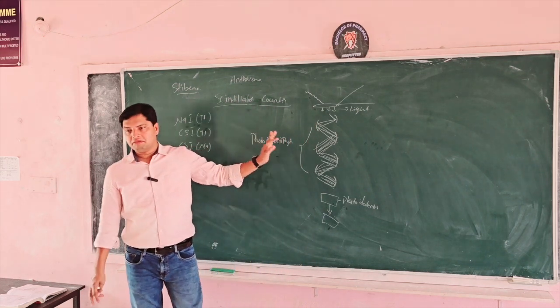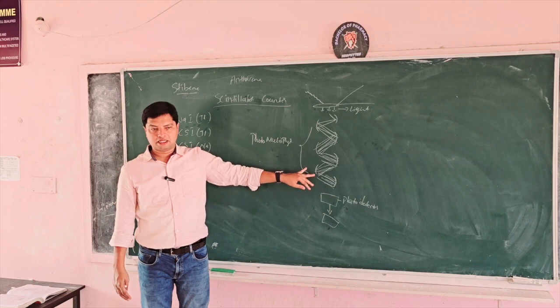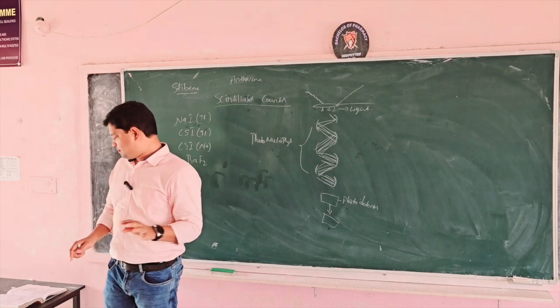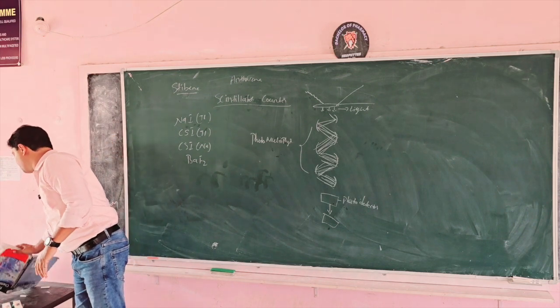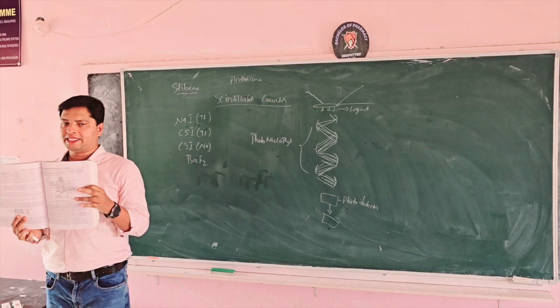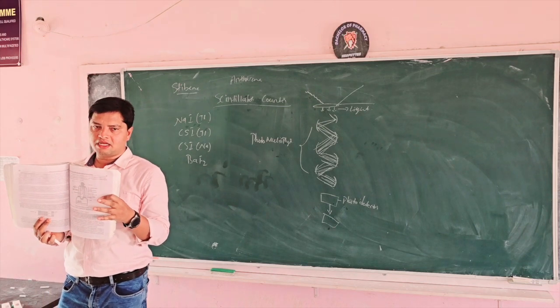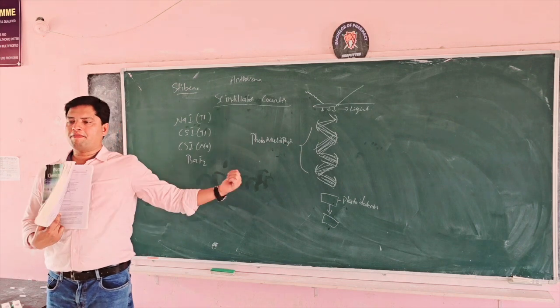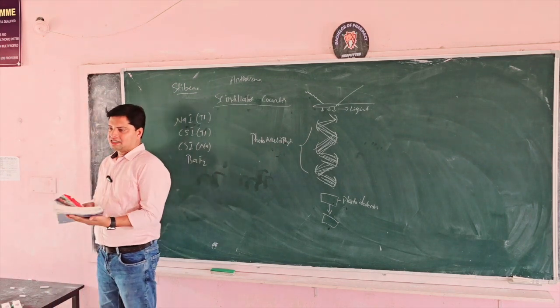See, this is not the diagram given in the textbook. I just gave you a representation diagram. For the diagram you need to go to the textbook. This is the diagram given in the textbook. So if you are writing in the exam, copy this. If you forget in the exam, copy this one. No problem. At least you get the marks.